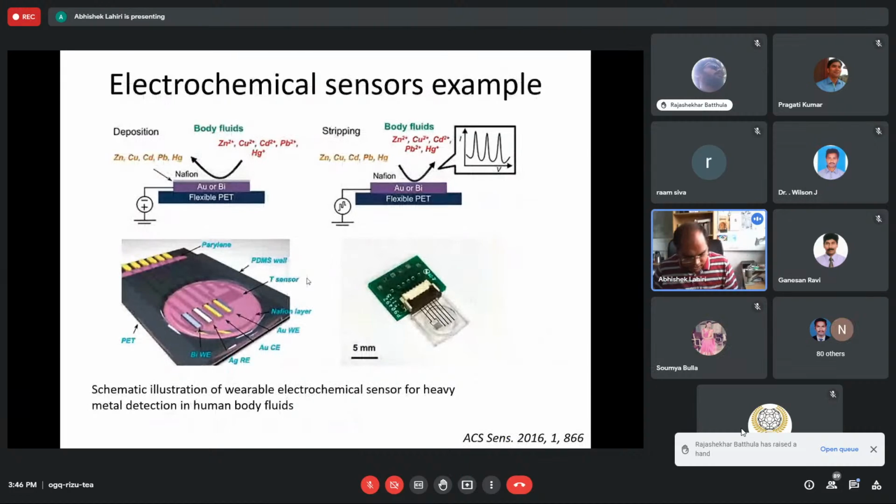We will continue with electrochemical sensors again, and electrochemical biosensors have tremendous application, especially in biology. Now suppose you have a biofluid having various metal ions present in it. Suppose you have zinc, copper, cadmium, lead, as well as mercury in your body fluid. Now I have 5 different ions, and using an electrochemical sensor, I can detect the presence of all the 5 different ions simultaneously.